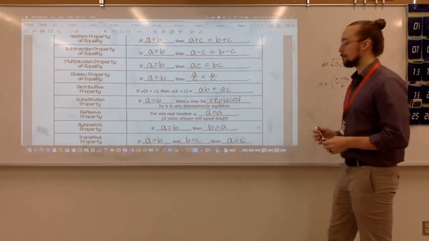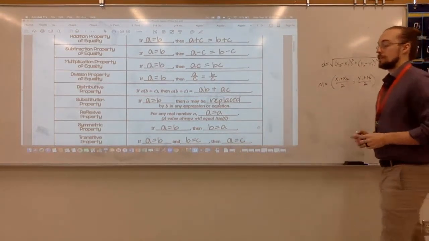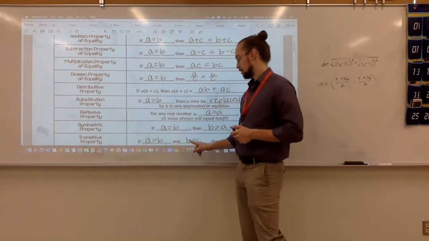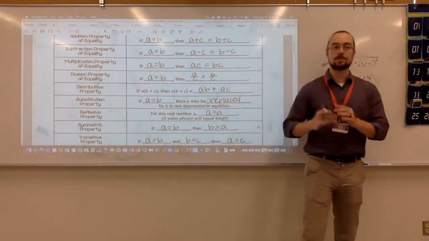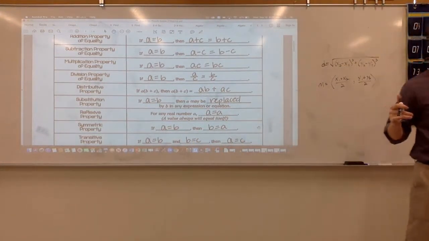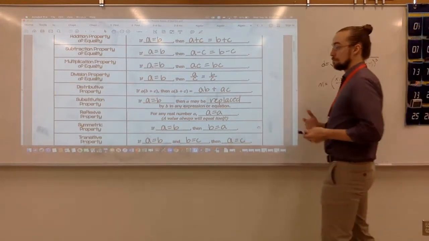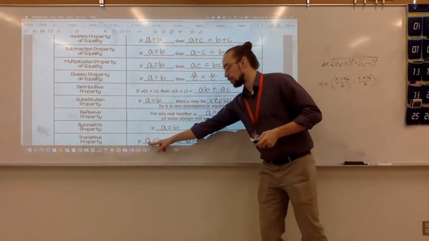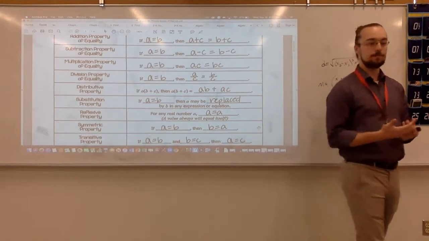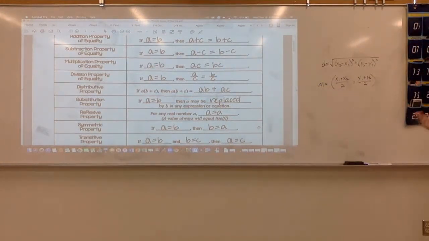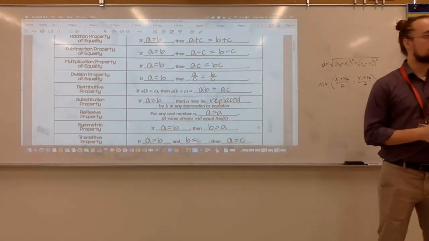And the transitive property: if I've got a equal to b, and then b equals c, or x equals 4 and 4 equals y, then I can say that x is equal to y. Or in this case, a is equal to c. If 2 things are equal to the same thing, then they're equal to each other. Does everybody have those copied down?